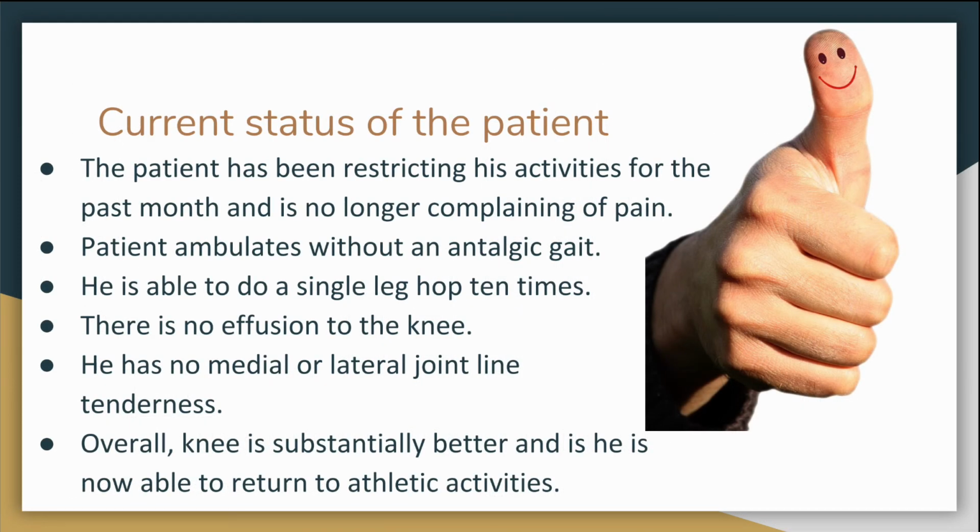Last but not least, we have the current status of the patient. The patient has been restricting his activities for the past month and is no longer complaining of pain. The patient ambulates without an antalgic gait, and he is able to do single leg hop 10 times. There is no effusion to the knee, and he has no medial or lateral joint line tenderness. Overall, the knee is substantially better, and he is now able to return to his athletic activities.